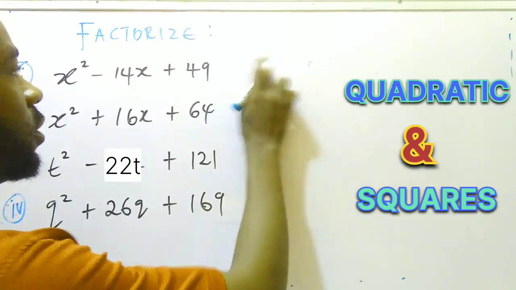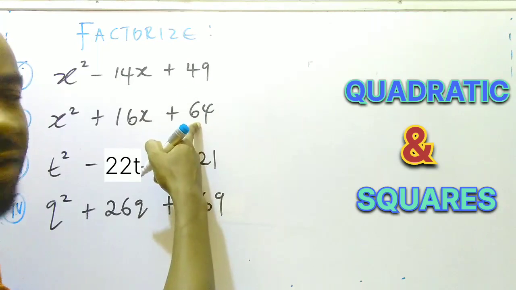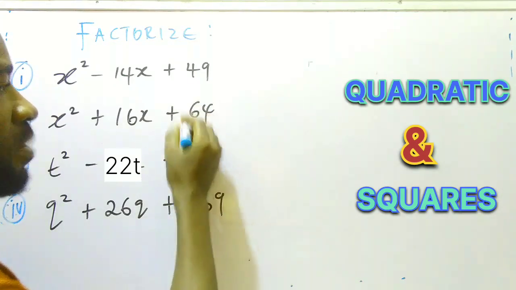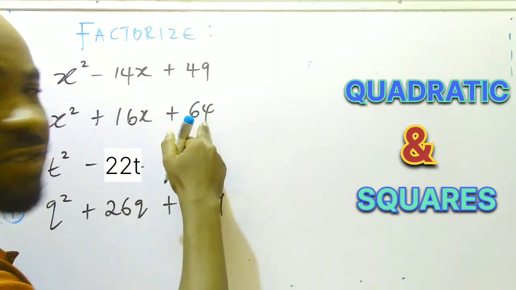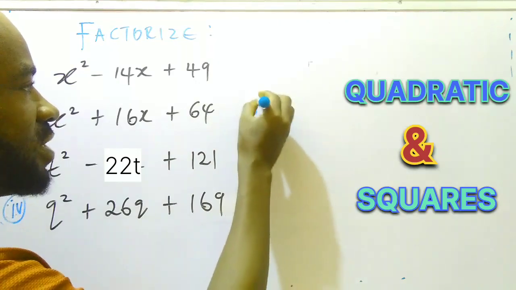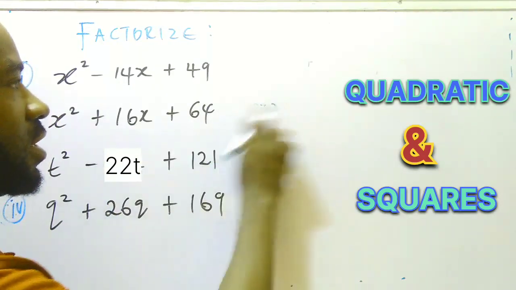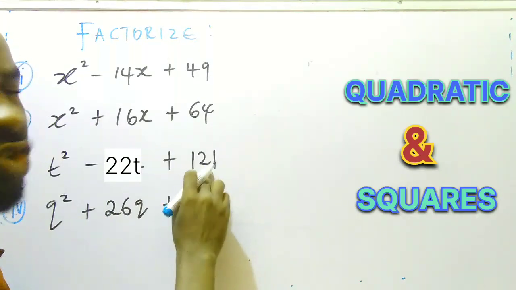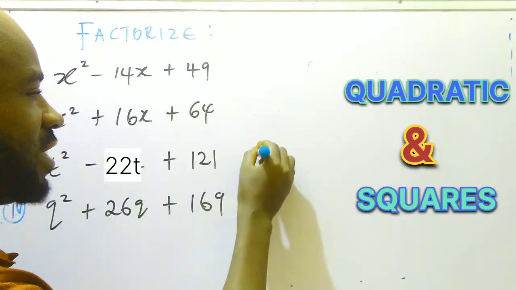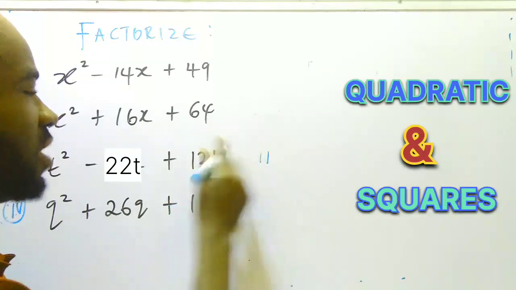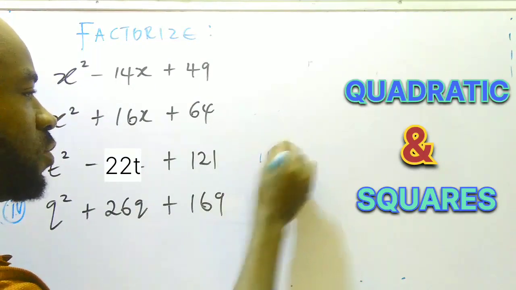Now, let's check the second one. This is a perfect square, so the square root of 64 is 8. If you times 8 by 2, that gives you 16. Can you see that? If you check the square root of 121 is 11. So 11 is a perfect square. 11 times 2, that gives you what?